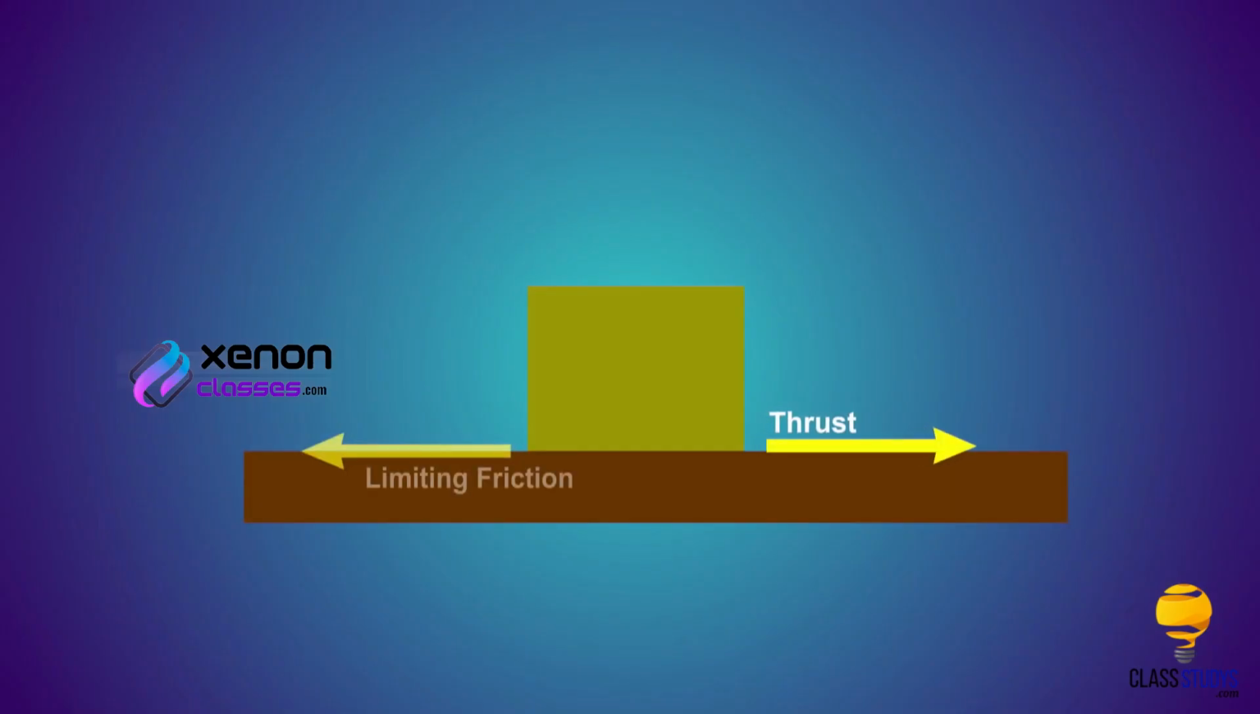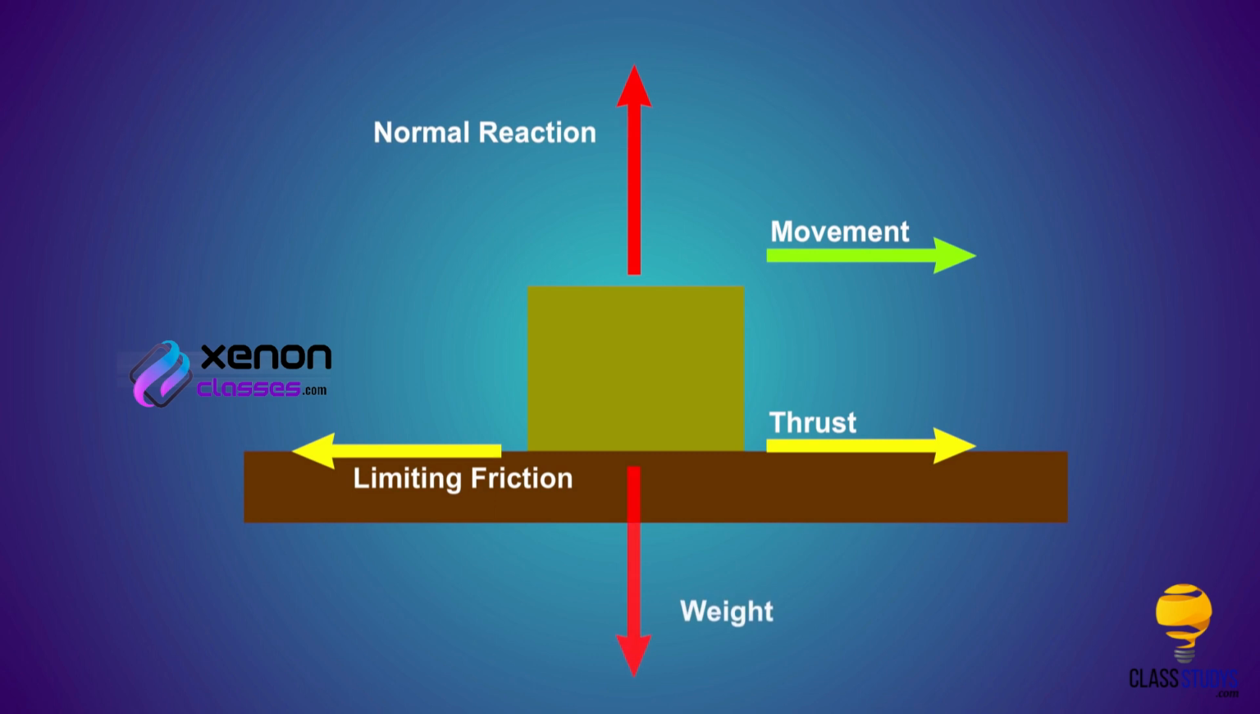Here, we are studying the relationship between force of limiting friction and normal reaction and finding the coefficient of friction between a block and a horizontal surface by plotting a graph.